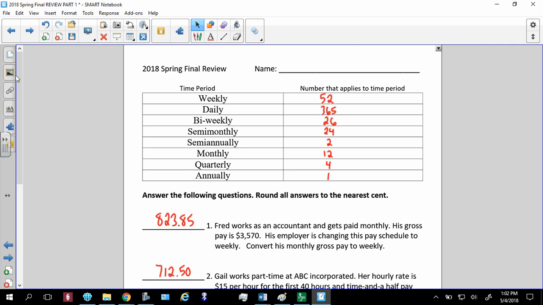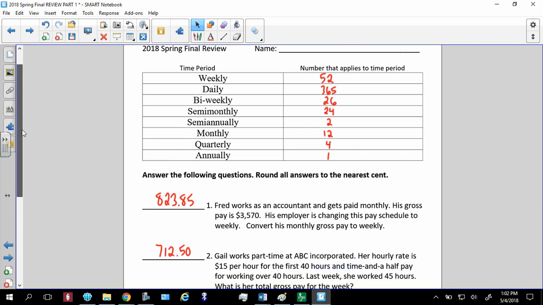All right, first off, you have weekly, bi-weekly, daily. That is all of the numbers that apply to each of these times here. And remember, it's everything out of a year, so there's 52 weeks out of the year, so on and so forth, 365 days out of the year, so on and so forth. All right, so here we go.